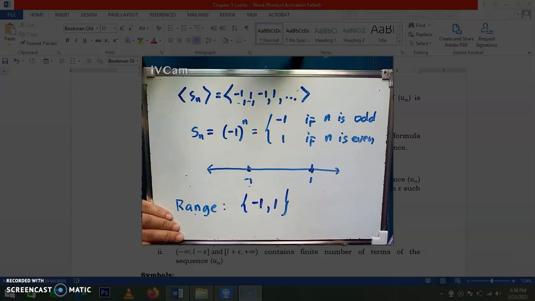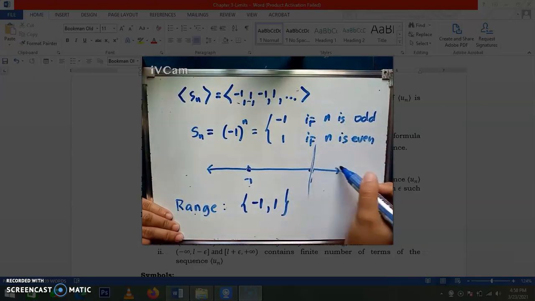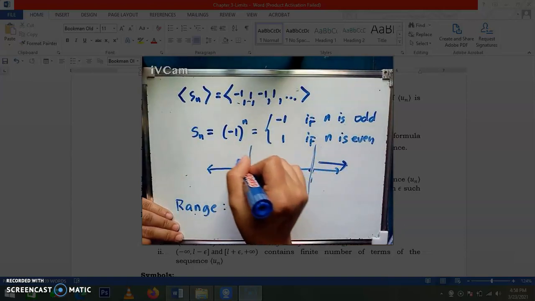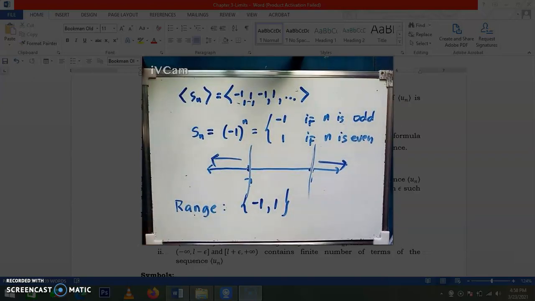Okay, it is bounded. Or if we use the concept in our previous video, if the sequence is bounded, it is bounded above and bounded below. Now, as you can see in our sequence here, since the terms are only negative 1 and 1, the sequence is bounded above because we have upper bounds, and it is bounded below because we have here the lower bounds of the sequence. So that's it. You can say that the sequence is bounded.